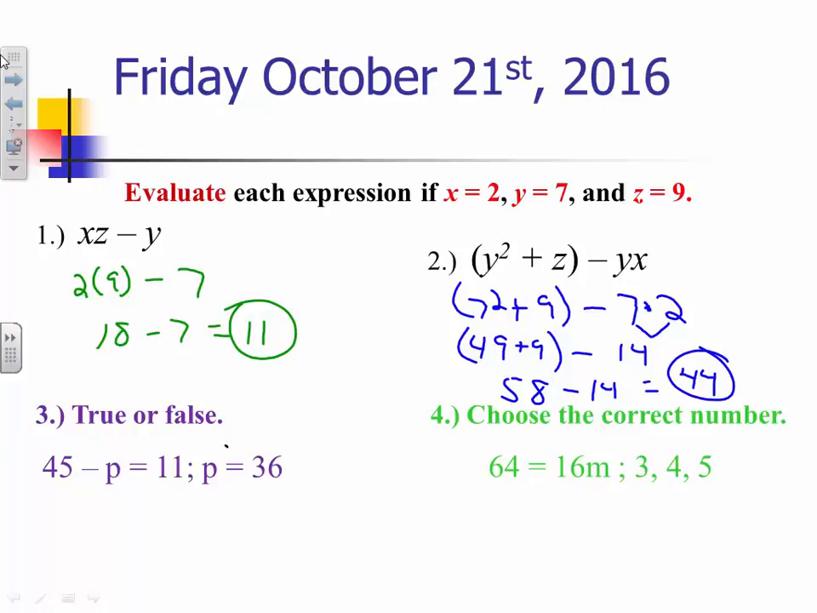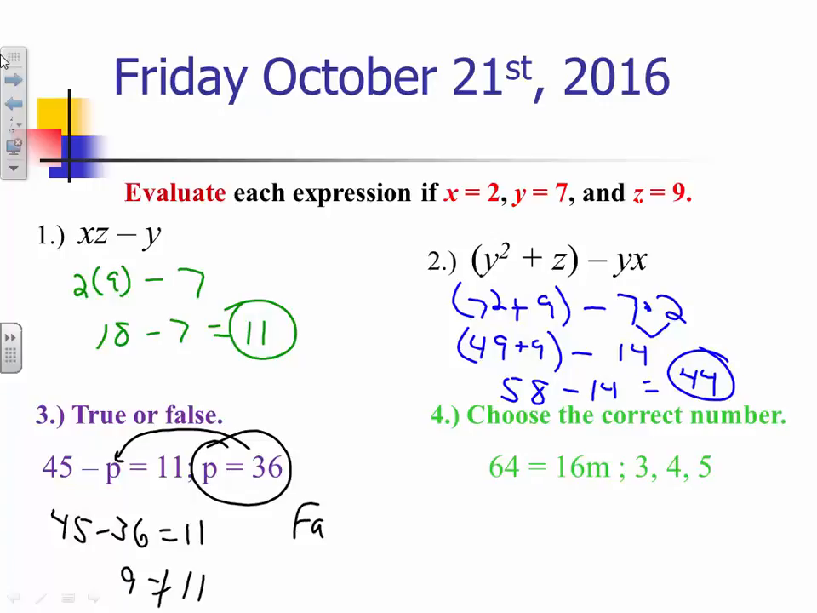If we look down here, it's telling us that P is 36. So I can substitute the P in here. And it's saying, is this true or false? Well, if I subtract 45 and 36, I get 9. Does 9 equal 11? Of course not. So we draw a line through the equal sign. That tells us that they're not equal. 9 is not equal to 11. And then this answer is false.